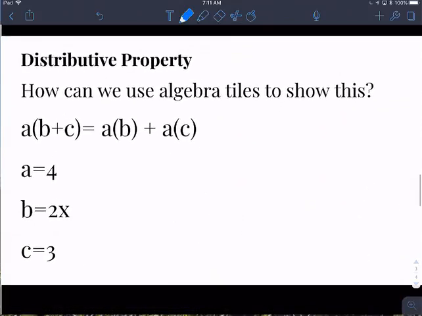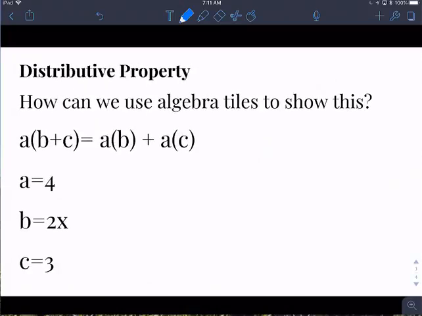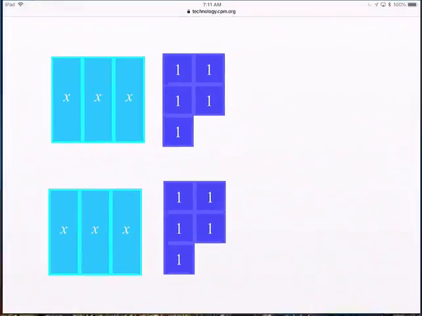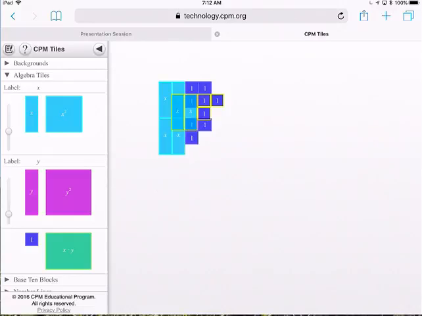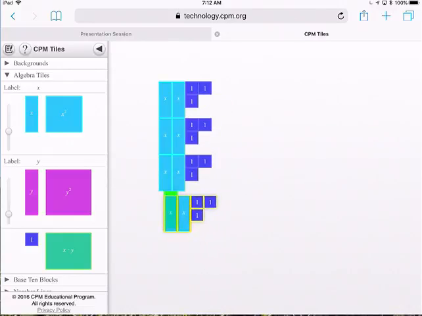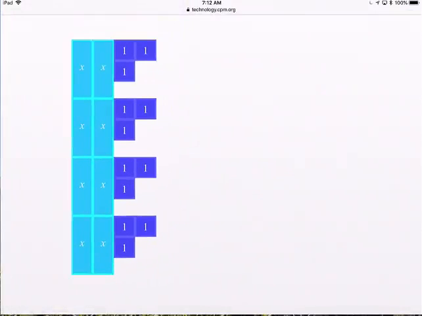So let's do another one. This time, instead of the 2, the 3x, and the 5, we're going to have 4, 2x, and 3. So again, we have 4 groups, and then our B value is 2x, and our C value is 3. So 4 groups of 2x plus 3. Let's take a look at what that would look like again. So we have 2x and 3. If I take that and I do this 4 times, there's 3, and there is our 4.